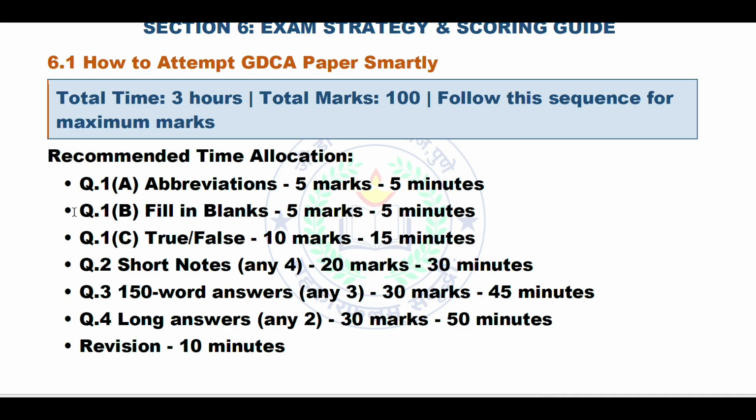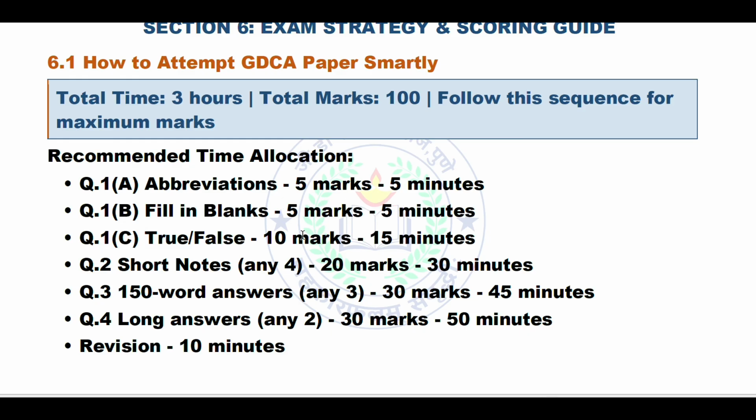Recommended time allocation: I created a format, and if you do your work in that format, you can get good marks. Question 1A, abbreviations, carries 5 marks, and you should give 5 to 6 minutes to that, not much more. Question 1B, fill in the blanks, 5 marks, 5 or 6 minutes, not much more than that.